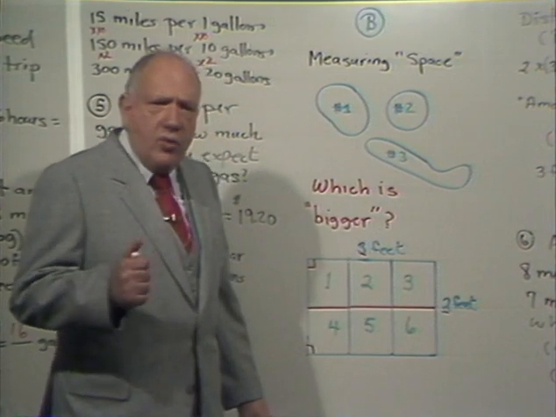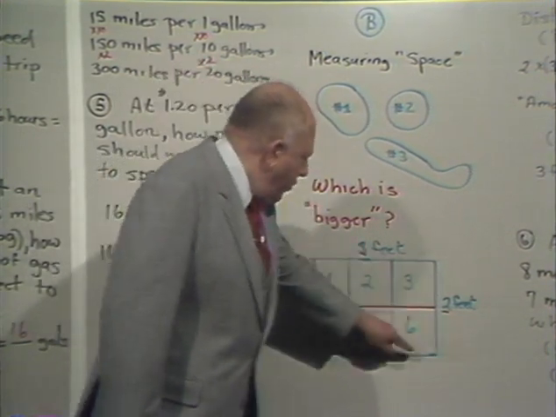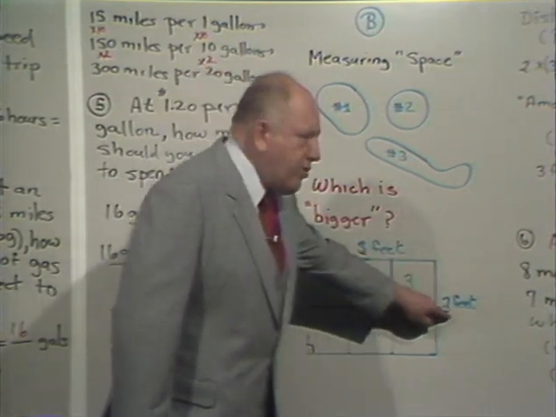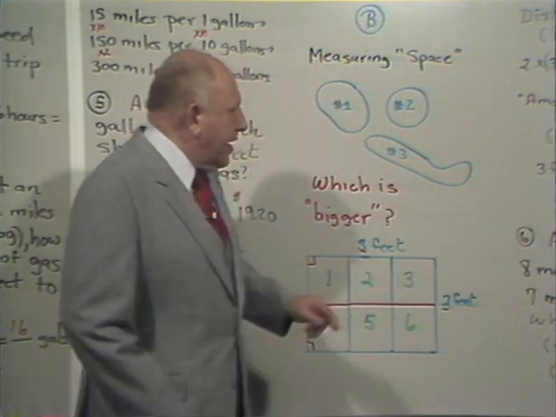When you hear the noun square feet, you're measuring the distance inside. See, the perimeter here would be 10 feet. See, 3 feet plus 2 feet is 5 feet. Then you double that, that's 10 feet. The area is 6 square feet.